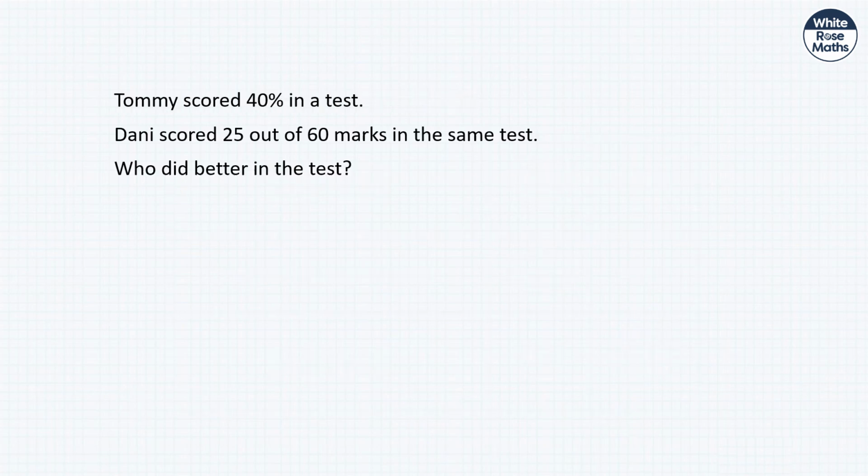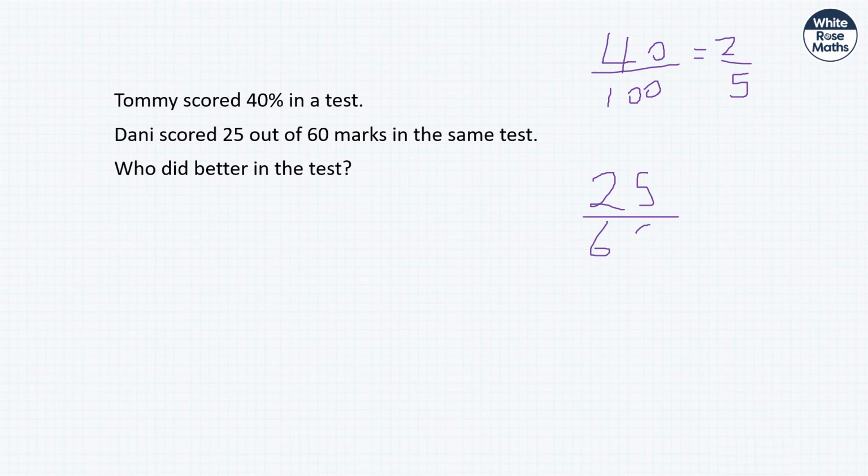There we go. Tommy scored 40% in a test. Danny scored 25 out of 60 in the same test. Who did better in the test? Tommy's score will be 40 out of 100, which simplifies to 2/5. Danny's score is going to be 25 out of 60. So dividing top and bottom, I get it out of 5.